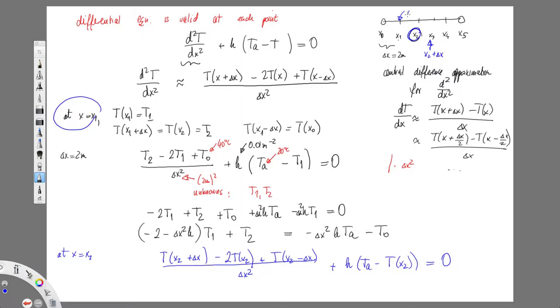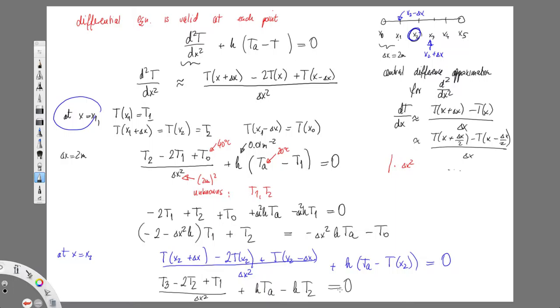X2 minus delta x is my actually x1, right? So what I have here is T2 minus T3, T3 minus 2T2 plus T1, divided by delta x squared, plus h times TA minus h times T2, is equal to 0. Yes? I can clean this up too. I know the numbers, I know h, I know TA, I know delta x squared. So this is a linear equation in T1, T2, and T3. Yes?